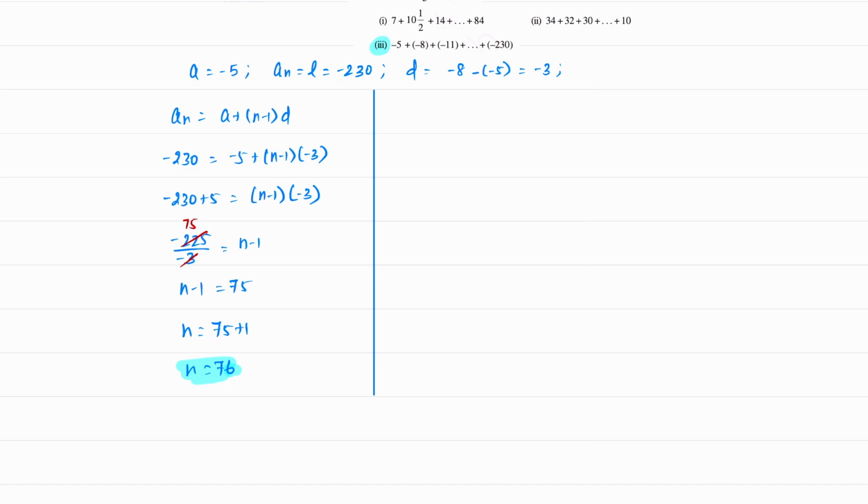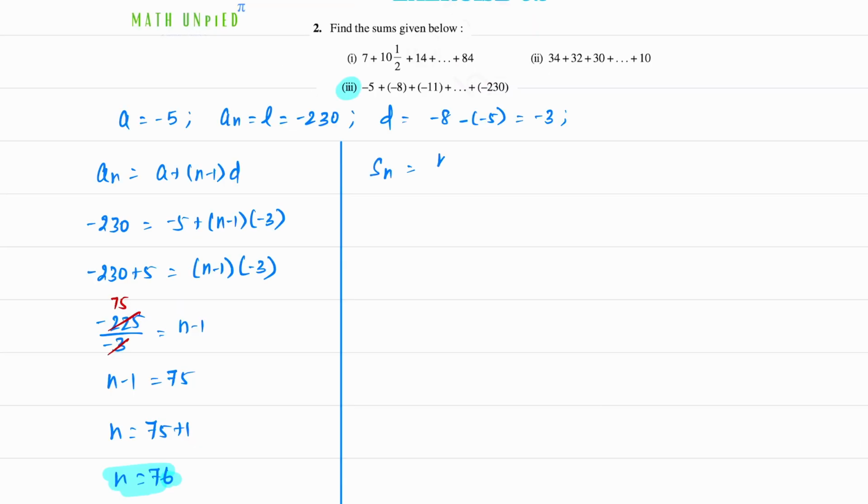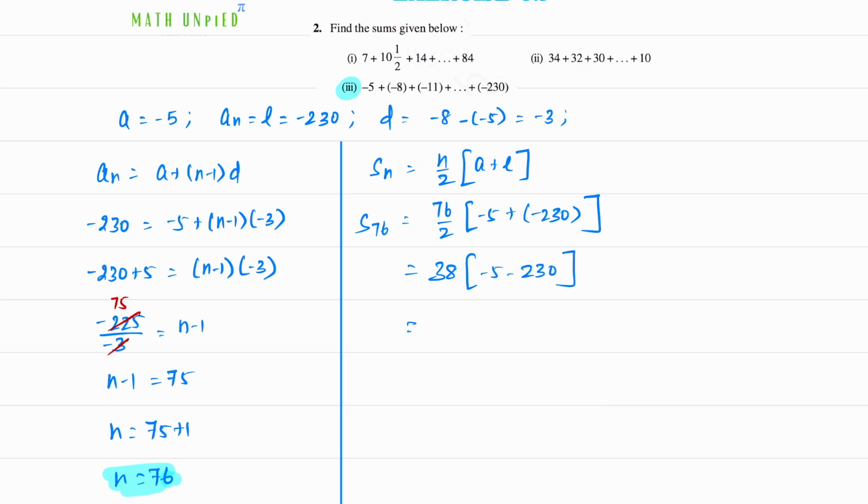Now we have the value of n. We can use that in the Sn formula. Sn equals n over 2 times (a plus L), or S76 equals 76 over 2 times (negative 5 plus negative 230). This is 38 times (negative 5 plus negative 230). This is 38 times negative 235. So S76 equals negative 8930. So this is our answer.